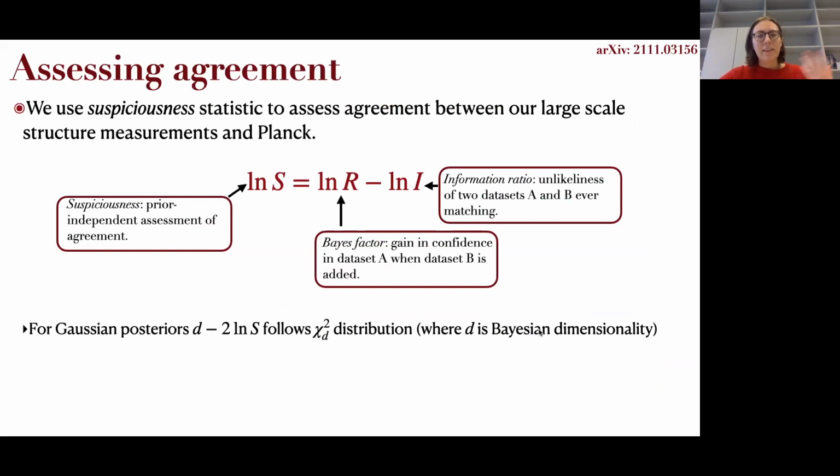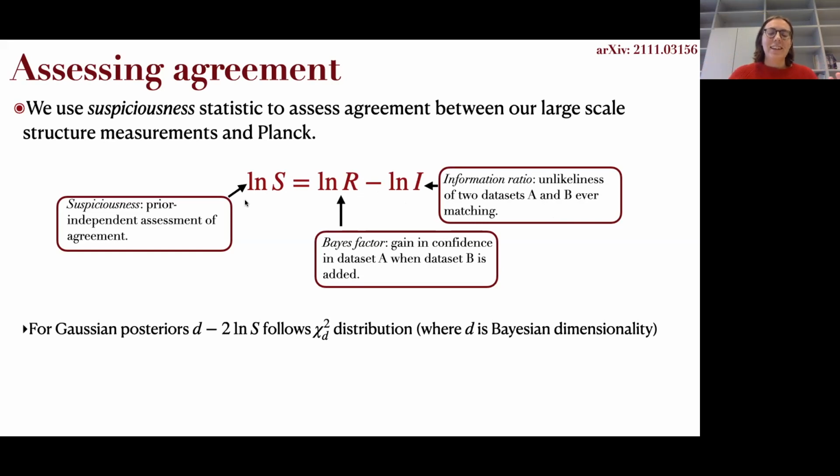Okay, another quick note before we go to actual constraints. For assessing agreement, we're using the suspiciousness statistic, which is an updated version of the Bayes factor. It is essentially the difference between a gain in confidence in dataset A when dataset B is added, minus an information ratio, where the information ratio describes the unlikeliness of two datasets A and B ever matching. The idea is that by doing this, we get a suspiciousness that does not really depend on the priors used.